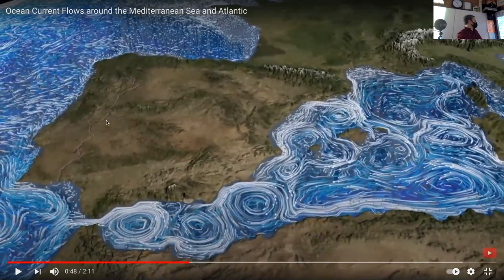This is Portugal here, and this is Spain. This is Northern Africa. Water flows into the Mediterranean Sea through the Strait of Gibraltar.